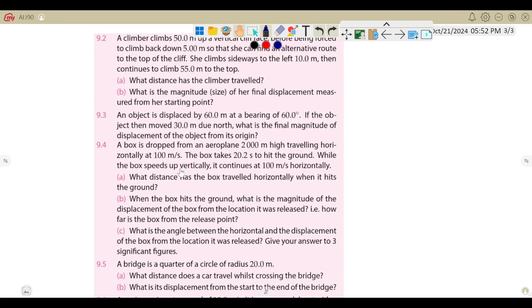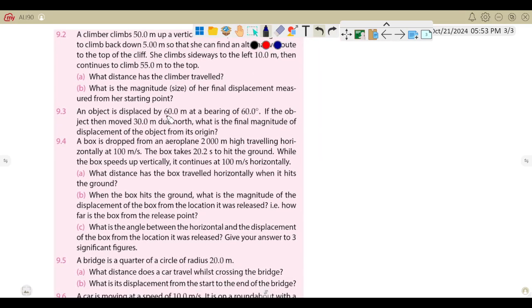Now the next question says: an object is displaced by 60 meters at the bearing of 60 degrees. If the object then moved 30 meters due north, what is the final magnitude of displacement of the object from its origin? The question here is what is the final magnitude of displacement? We are again looking for the displacement.